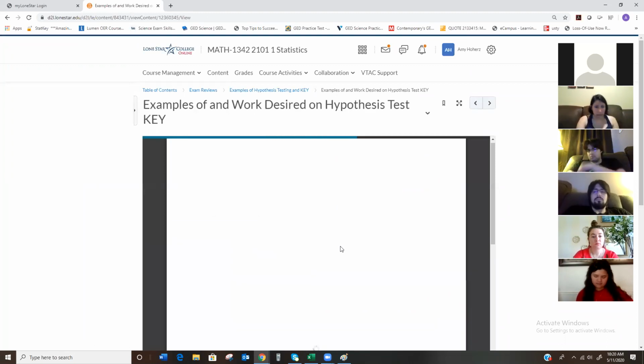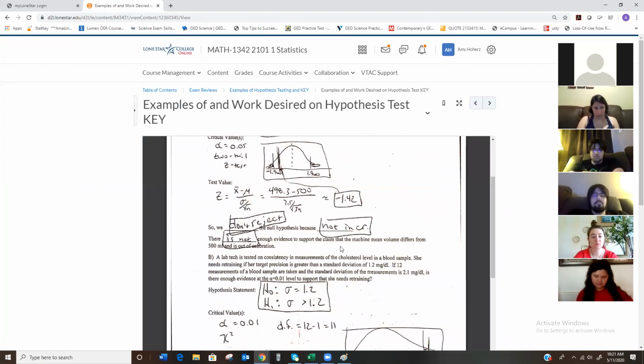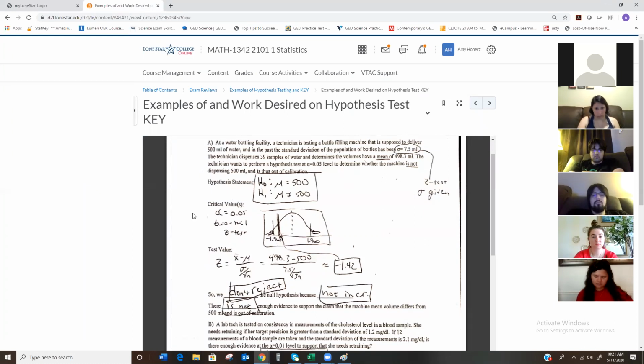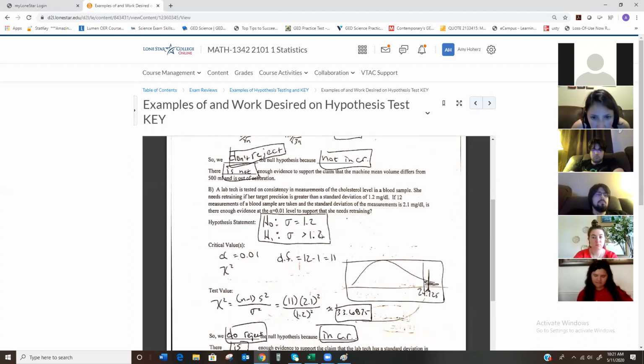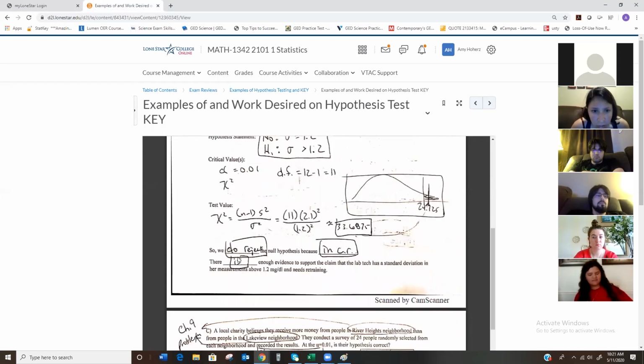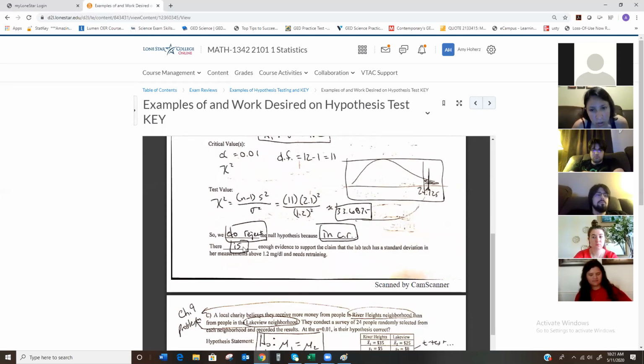On the test, it will literally look like this, hopefully a little bit nicer written. It'll say hypothesis statement, critical values, test value, don't reject, not in, is in. It does look nicer than this on the test. I wrote it a little nicer. But it'll have those things. What's the hypothesis statement? What's the critical values? What's the test value? Do we reject or not reject?